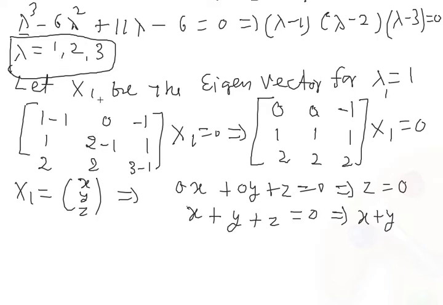Let us take x1 as the eigenvector for lambda equal to 1. I wrote it as lambda 1 for the first eigenvalue, but that is not an issue, either lambda 1 or lambda. Now by putting lambda equal to 1 in the matrix equation A minus lambda I, the diagonal entries are 1 minus 1, 2 minus 1, 3 minus 1.